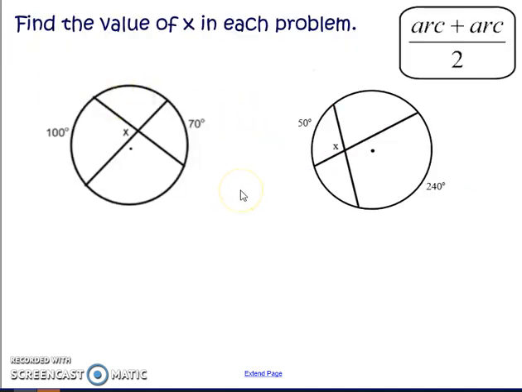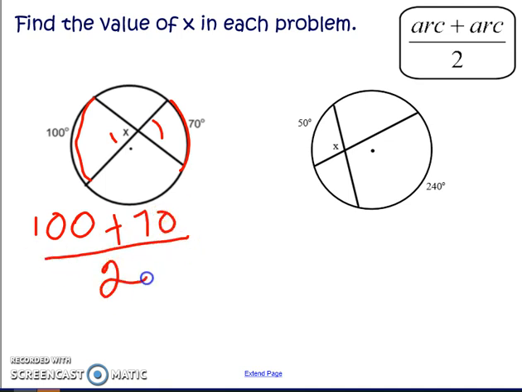All right, so here are my angles, and my vertical arcs that go with them are there. So I'm going to add those two arcs together. My one arc is 100, my other arc over here is 70. I add those two together and divide by 2. So 170 divided by 2 makes 85 degrees. Each one of these vertical angles in the middle would be 85 degrees.